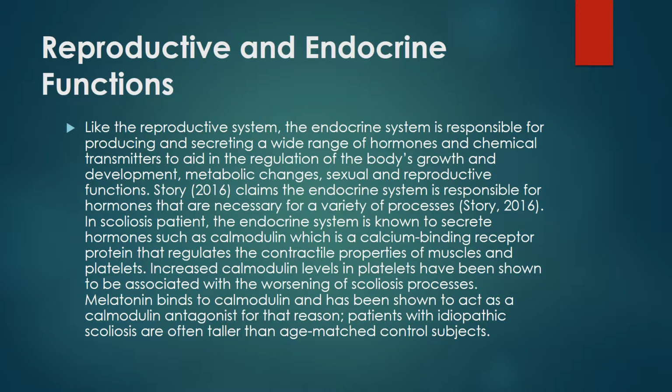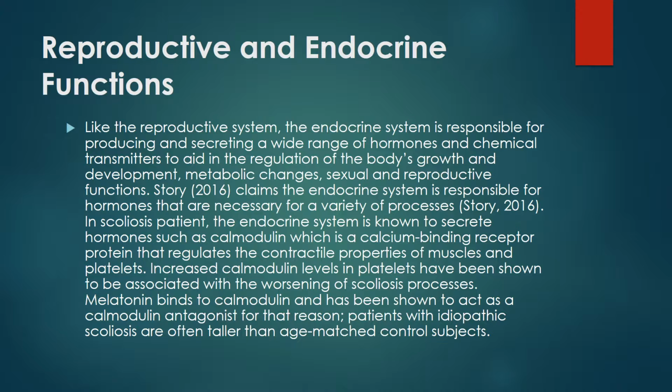Like the reproductive system, scoliosis also affects the endocrine system. The endocrine system is responsible for producing and secreting a wide range of hormones and chemical transmitters to aid in the regulation of the body's growth and development, metabolic changes, and sexual and reproductive functions. The endocrine system is responsible for hormones that are necessary for a variety of processes.